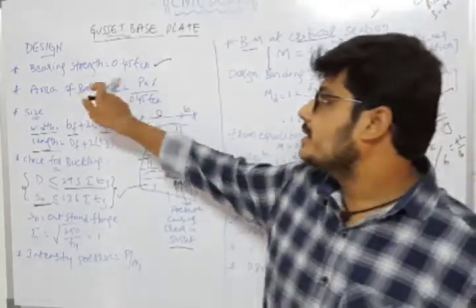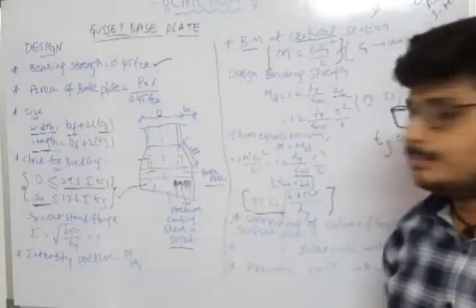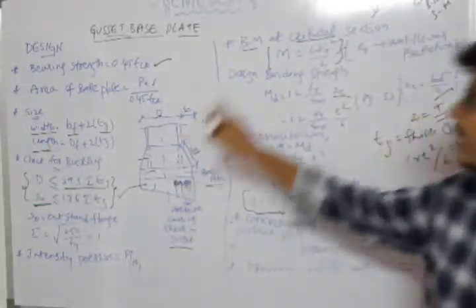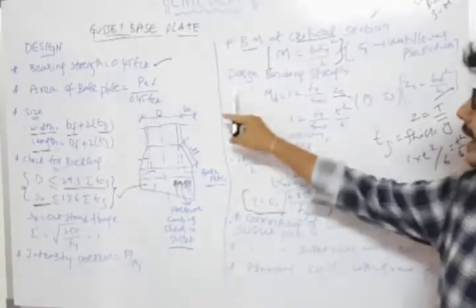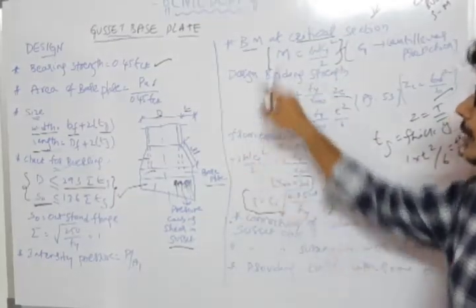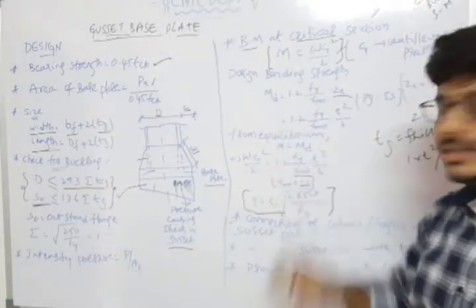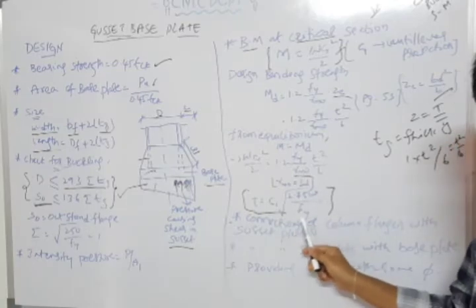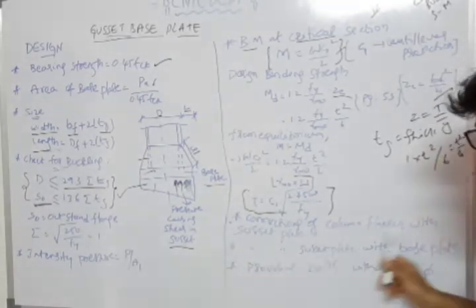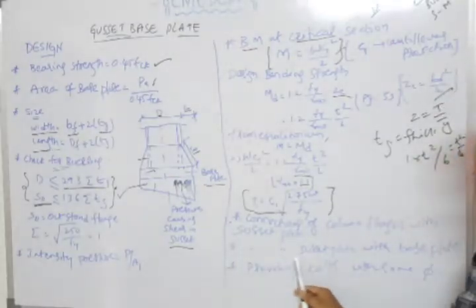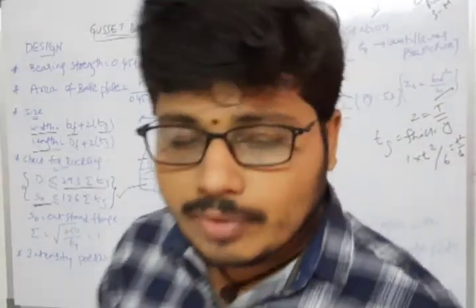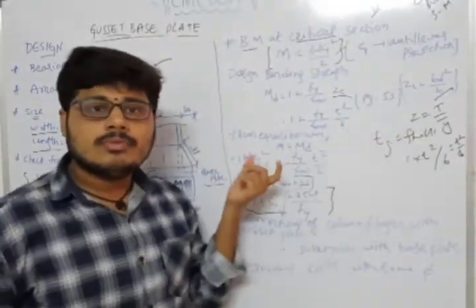First step, bearing strength, same as before. Next, area of base plate. Next, size. Next, check for buckling. Next, intensity of pressure. Next, bending moment at the critical section. Next, design bending strength. From the equilibrium of design bending moment and design bending strength, we calculate the thickness t equal to C1 root of 2.75 w by fy. Then the connection of column flanges with the gusset plate, the connection of gusset plate with base plate, and providing some bolts or rivets with some mm diameter. So this is the design of the gusset plate.